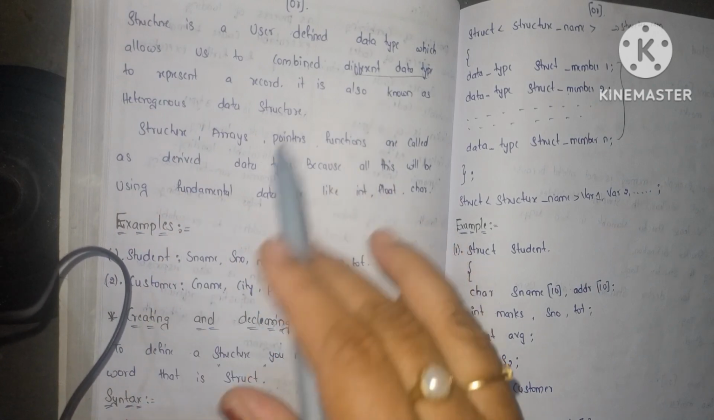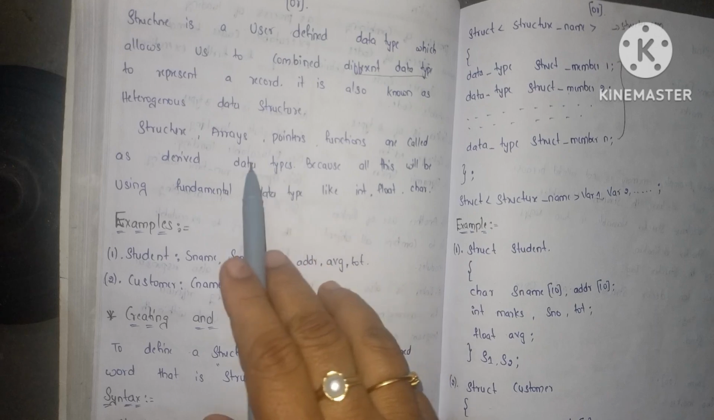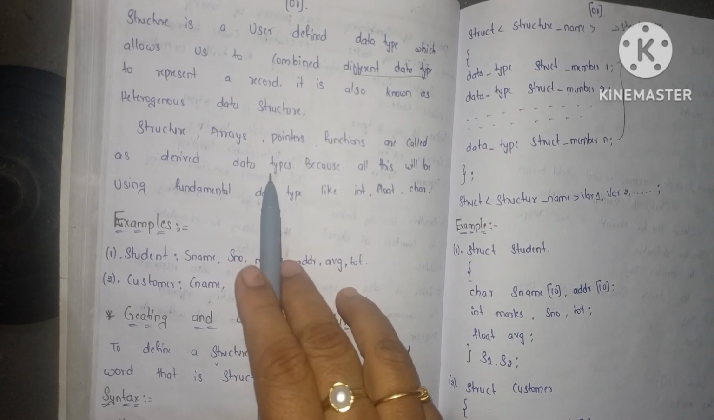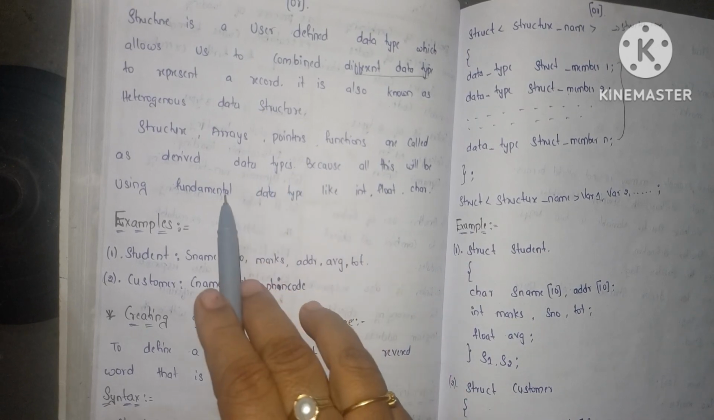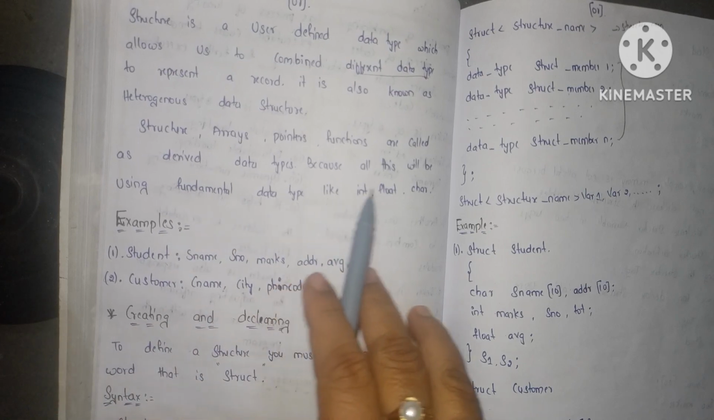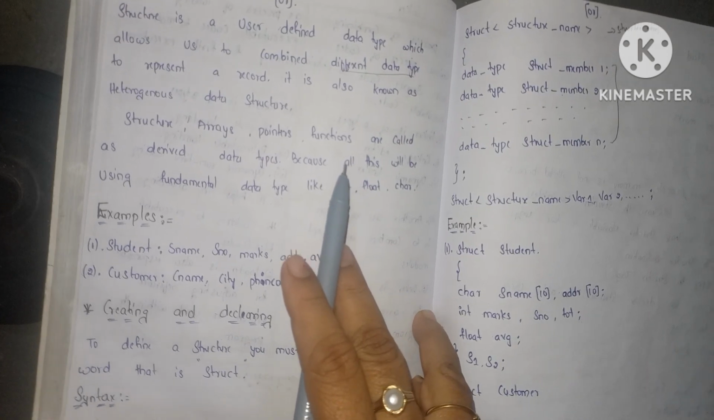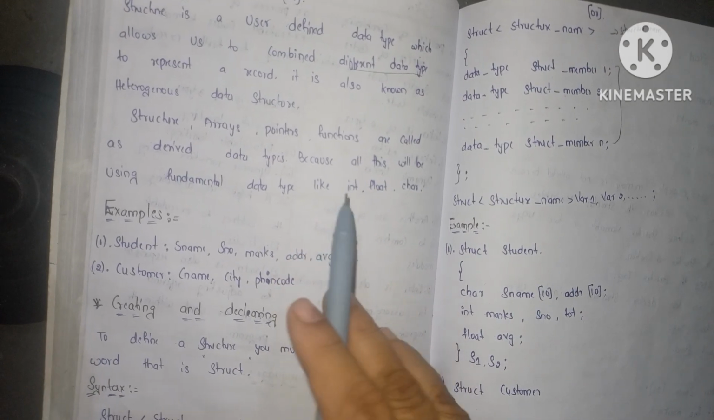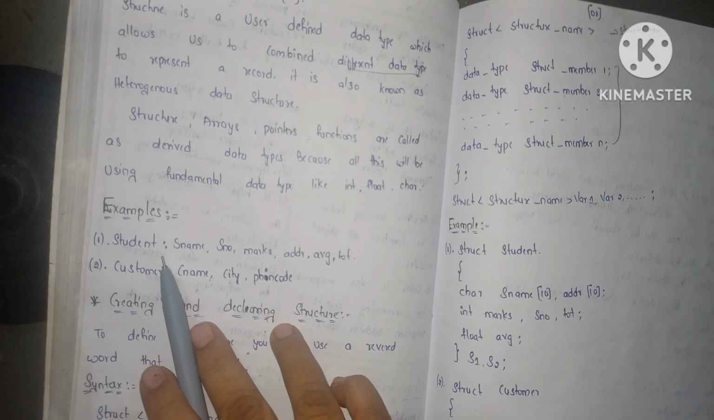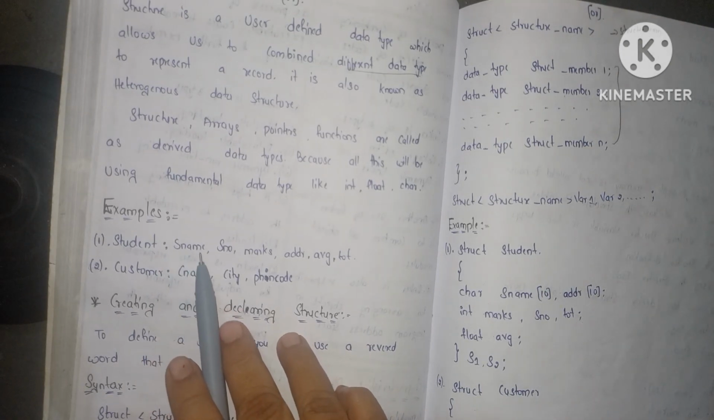Now, structures are also called derived data types. Structures, arrays, pointers, and functions are called derived data types. What is the meaning of derived data types? It means they are derived from built-in data types like integers and floats. So from built-in data types, you derive any other new data type, and that is called a derived data type. Here are some examples of structures.